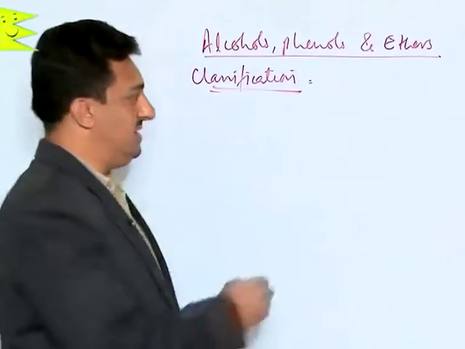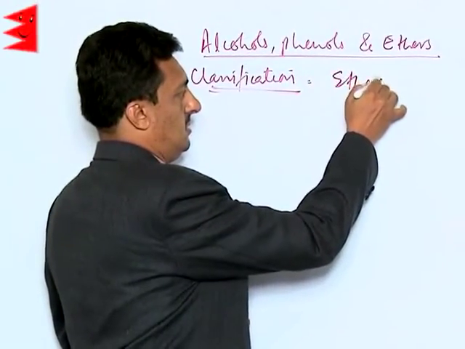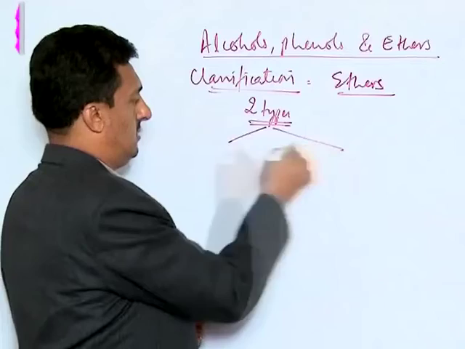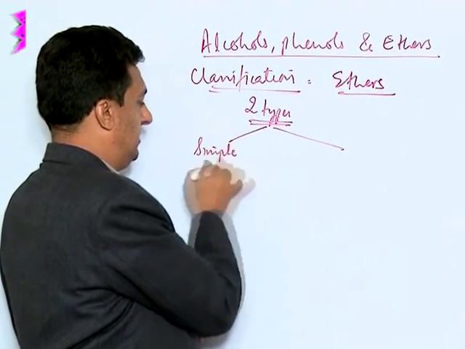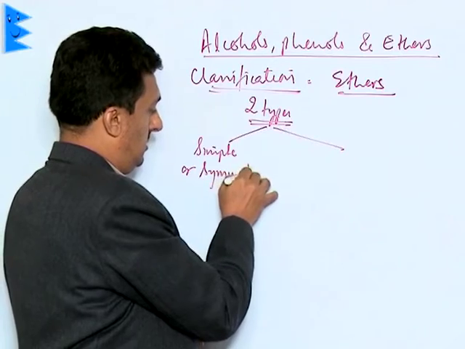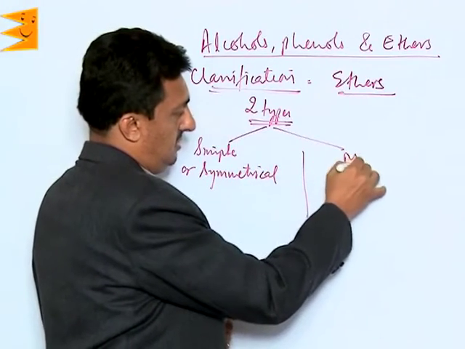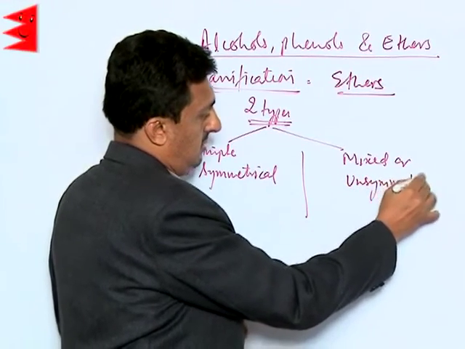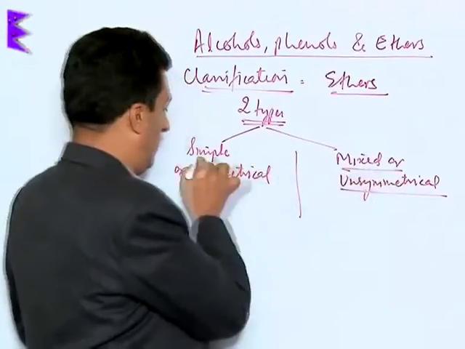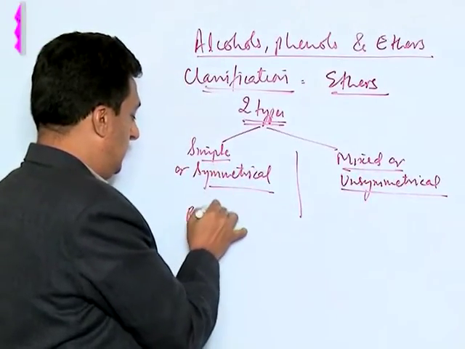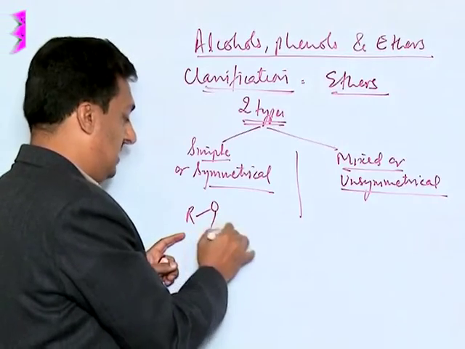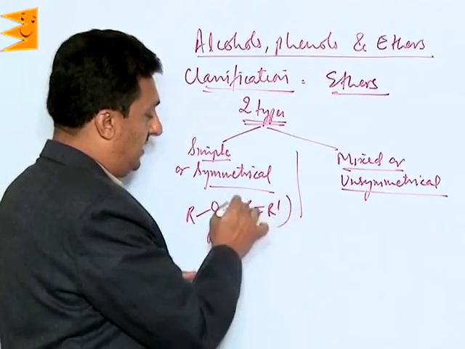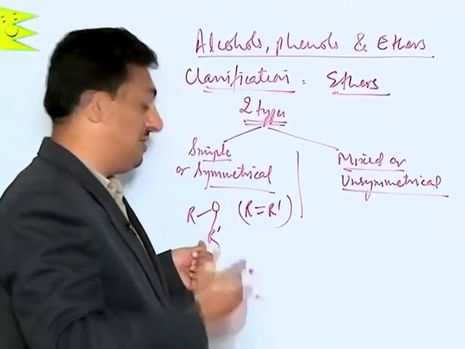Now let us see the classification of ethers. See, ethers are of two types. One we call simple or symmetrical, the other is called mixed or unsymmetrical. See, we call them simple when the two R groups attached to the oxygen are denoted as R and R dash, and if R is equal to R dash, that means both the alkyl groups are similar. We call them simple or symmetrical ethers.